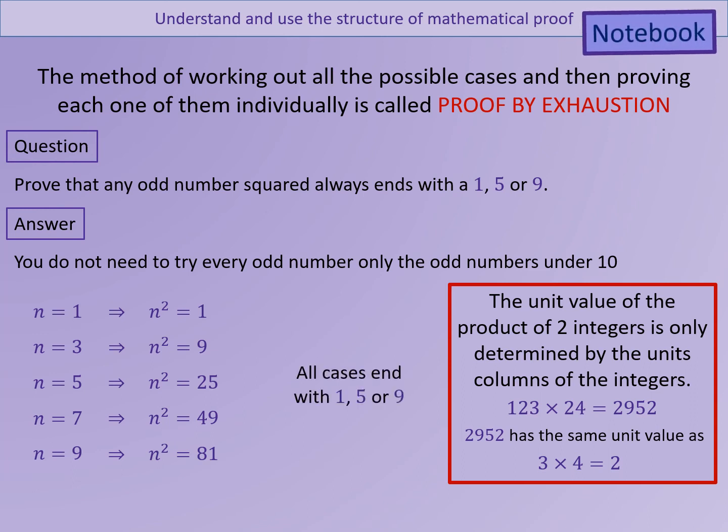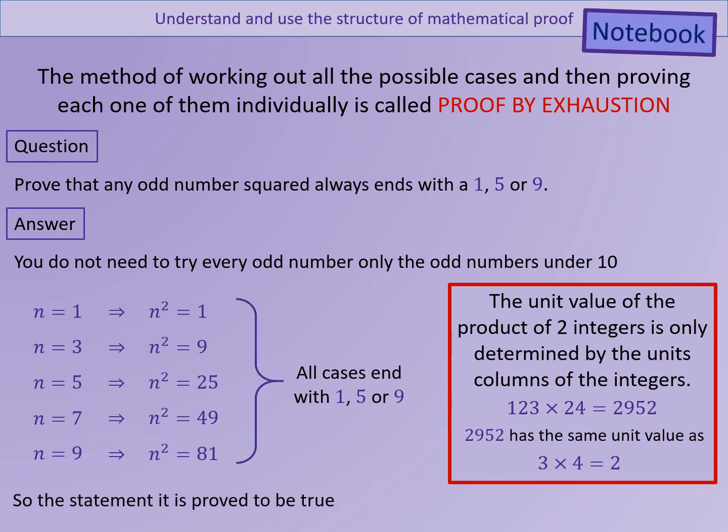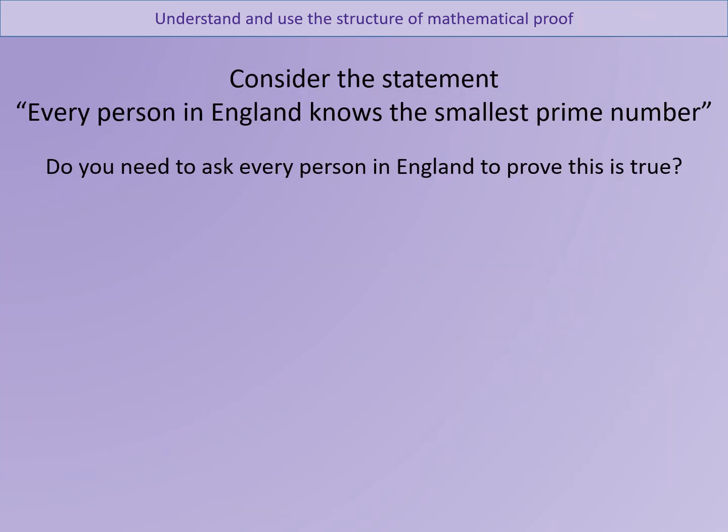So all of these 5 cases end with a 1, 5 or 9, which therefore means that it's true for all odd numbers. So by stating to the examiner a little mathematical fact at the beginning of the question, I therefore only have to look at 5 numbers rather than all odd numbers. So that's proof by exhaustion.